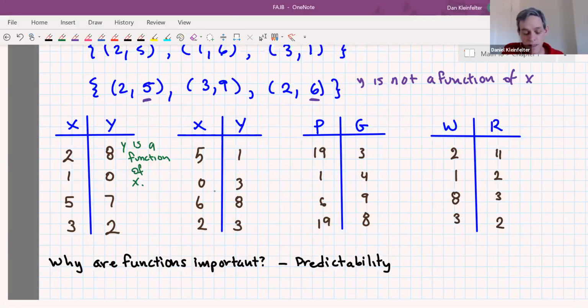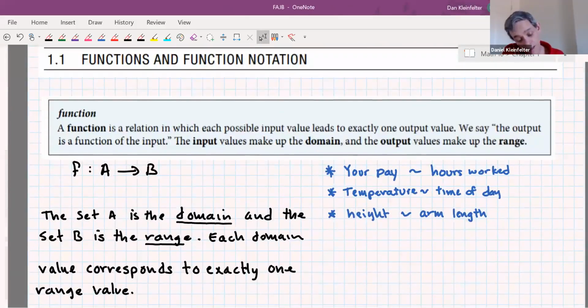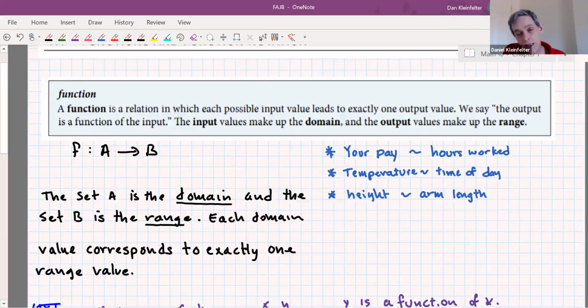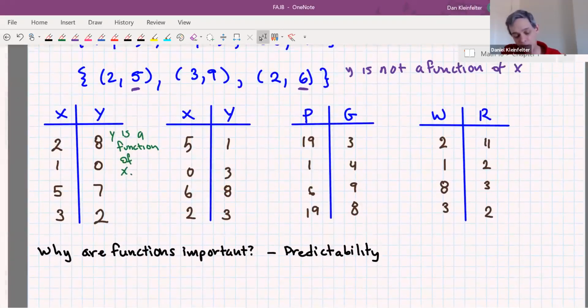On this one, you might be tempted to say this one's not a function because the y value of 3 occurs twice. But if you look carefully at the definition, each input value leads to exactly one output value. It doesn't say anything about the y's not repeating. For y's to repeat, that's okay. So this one, y is a function of x.